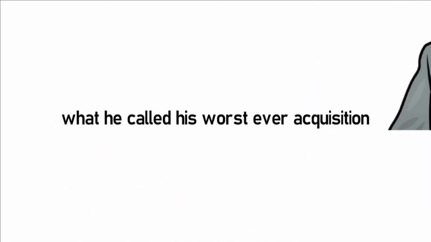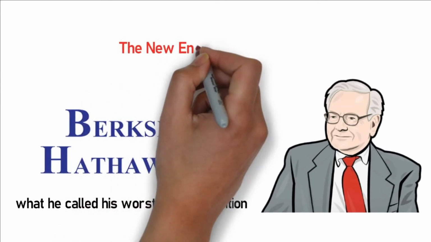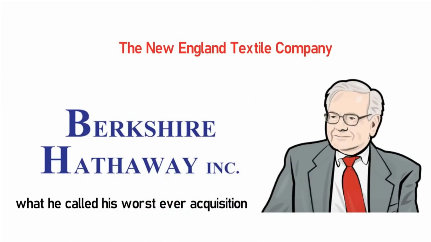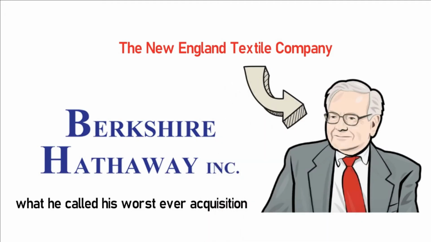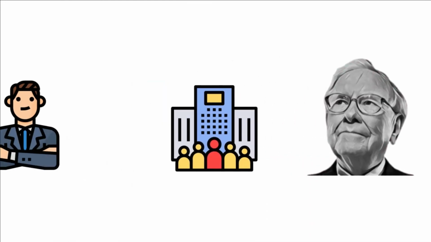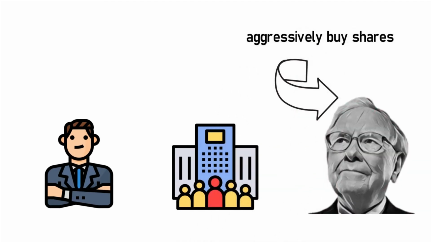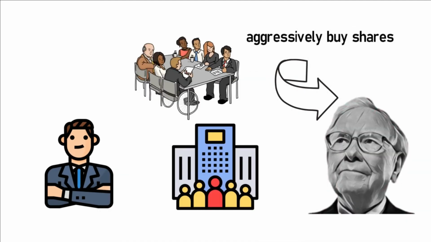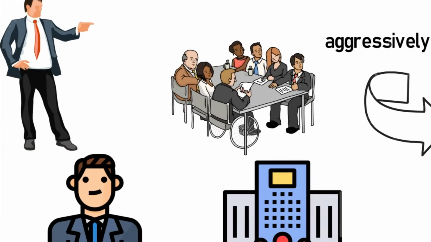In 1962, Warren Buffett made what he called his worst ever acquisition, the now famous Berkshire Hathaway. The New England Textile Company, originally started in the 1830s, had seen better days, but Warren Buffett saw an opportunity to make money. He believed that the root cause of the company's woes was its poor management style. So he began to aggressively buy shares. After a dispute with its management, he became convinced that the company needed a change in leadership.